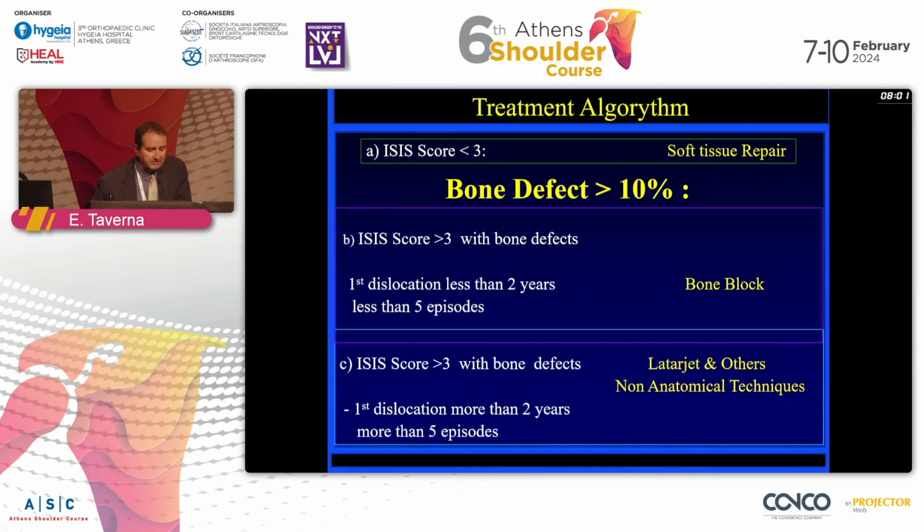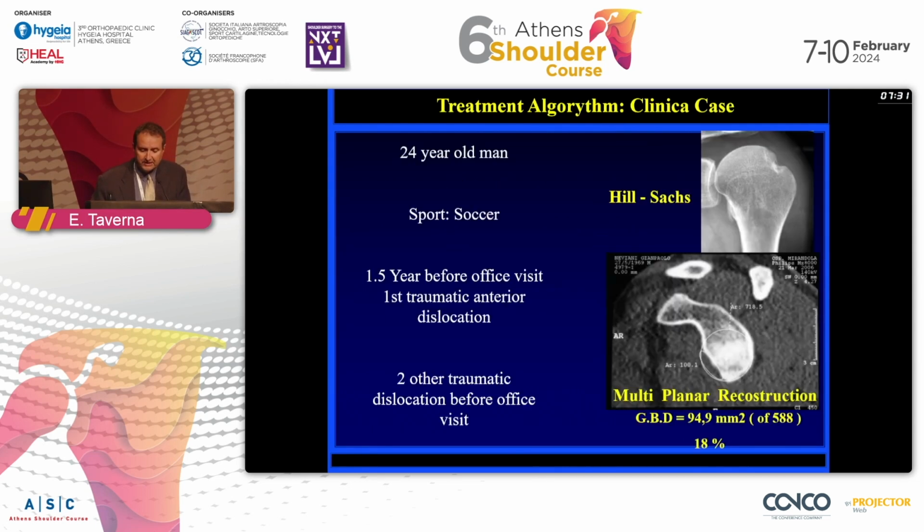Many years ago, I think I published this in 2012, this is my treatment algorithm. Maybe I added just the ISIS correlator, but I think what is important is the number of dislocations when we have the bone defects, and also the history of the patient. Because if we want to do a reconstruction of the soft tissue, we have to keep in mind that if this guy is unstable for many years, he has a plastic deformation of the ligaments. So even if they look good, probably they're not good in terms of stability.